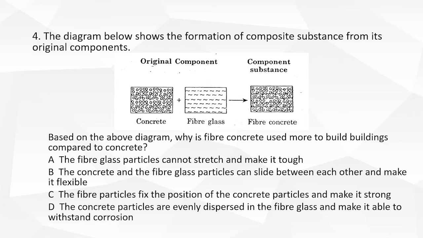Next, option C. The fibrous particles fit the position of the concrete particles and make it strong. Option D states that the concrete particles are evenly dispersed in the fiberglass and make it able to withstand corrosion. We can observe from the diagram that the concrete particles are not evenly dispersed at all. So, this option can be eliminated. Hence, the reason for using fiber concrete is C, as it is the most important reason.